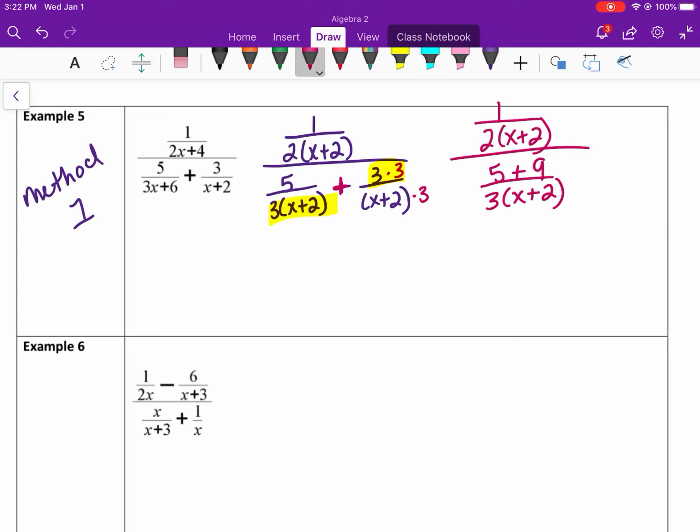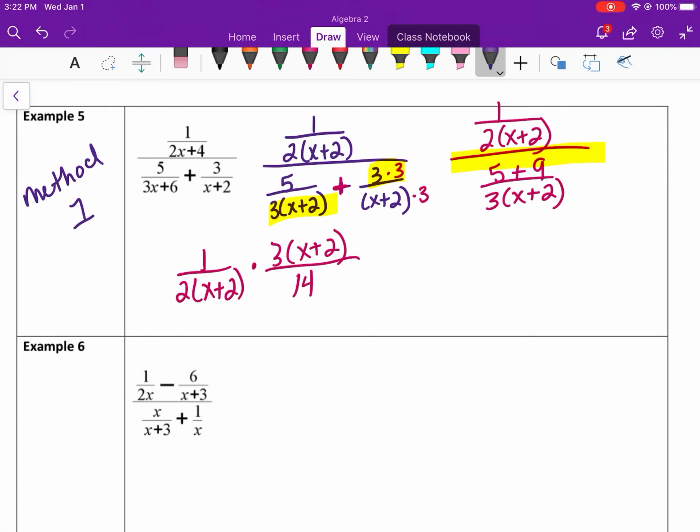So then I'm going to keep the top fraction the same and change the fraction bar. Remember, this means division. I'm going to change that to multiplication, and I'm going to flip the second fraction. Oops. Can't write with highlighter. And then 5 plus 9 is 14. And then I'm going to multiply.